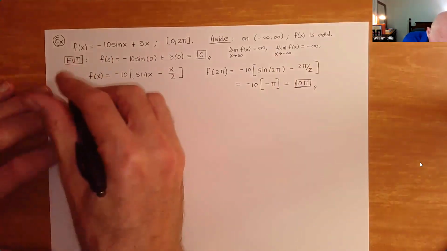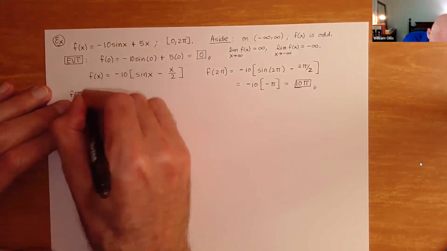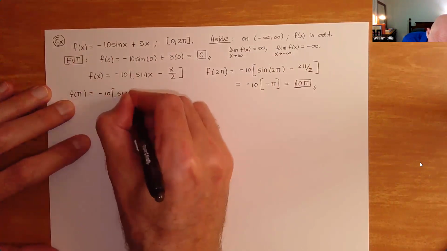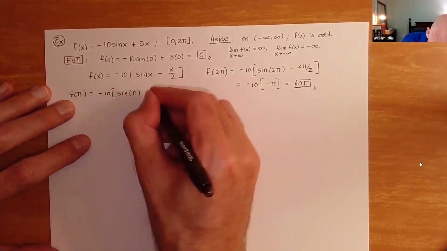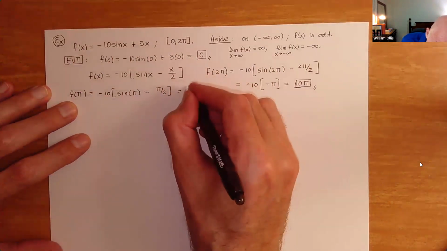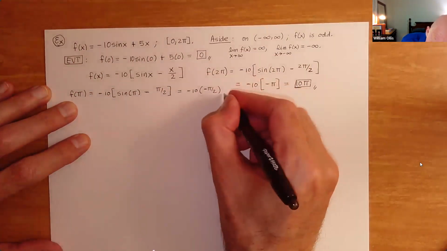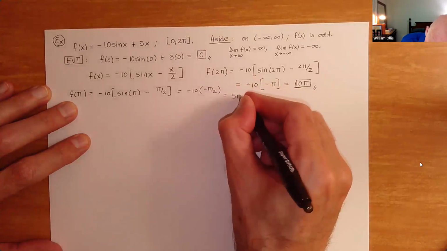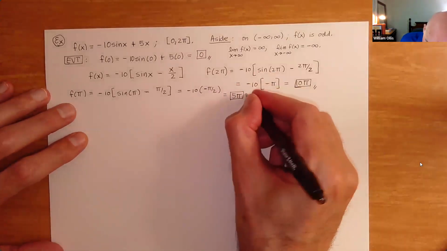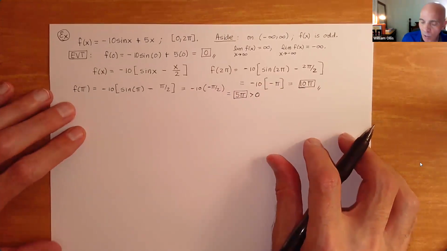Now, let's check a few other numbers. Let's look at f of pi. So we get -10 sine of pi, again, that's another 0, minus pi over 2. So here we get what? -10 times negative pi over 2. Of course, the negatives absorb, and we just get 5 pi. 2 into 10 is 5. Okay, that's a positive number. So we're thinking maybe we've got another 0 that's not quite apparent to us.